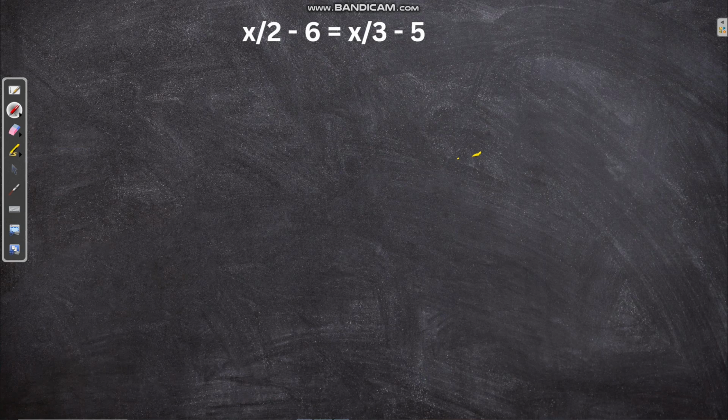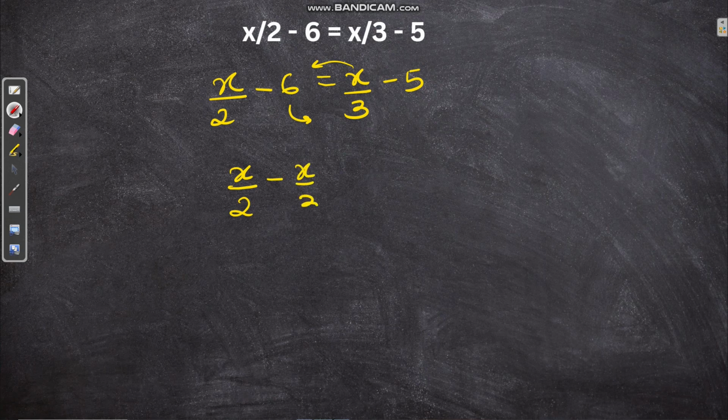This is also a simple question in which it is x upon 2 minus 6 is equal to x upon 3 minus 5. Bring x terms together and the numbers on the other side. So when x upon 3 comes on this side, it will be minus x upon 3. So x upon 2 minus x upon 3 will be equal to minus 5. When minus 6 goes on the other side, it becomes plus 6. So what is minus 5 plus 6? It is 1.